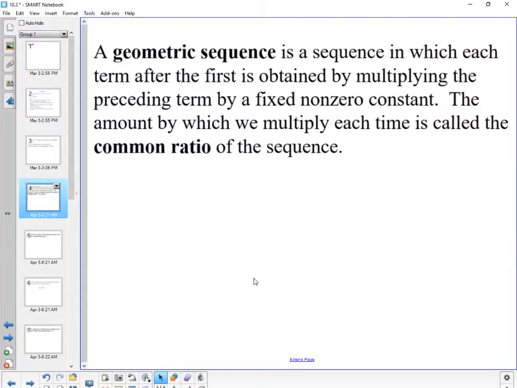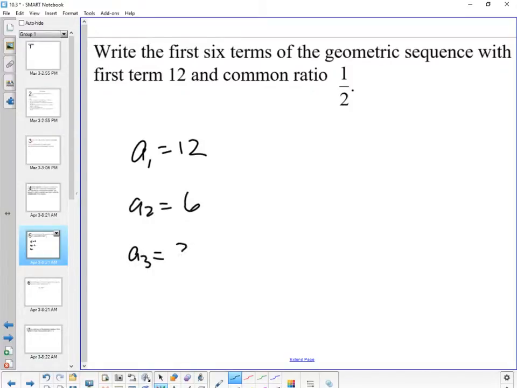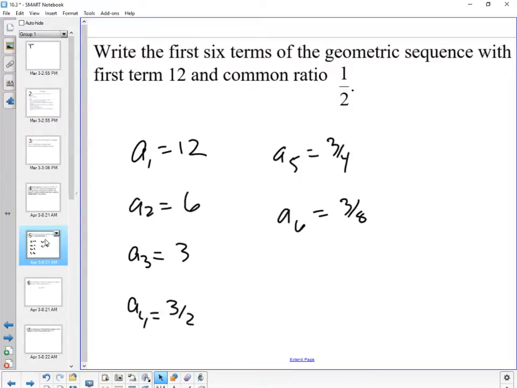And so the common ratio is the product. It's what you're multiplying by to get to the next number. Here's an example because I know you're a very visual person. Write the first 6 terms for the geometric sequence. They're saying the first term is 12. So that means that a sub 1 is 12. To get the next one, I'm going to multiply 12 by a half, which means the next one's 6. A sub 3, what's half of 6? Half of that is going to be 3 halves. Half of that is going to be 3/4. And then finally, the 6th one would be half of that, which would be 3/8. So you're just multiplying the last one by that common ratio, which in this case is a half.